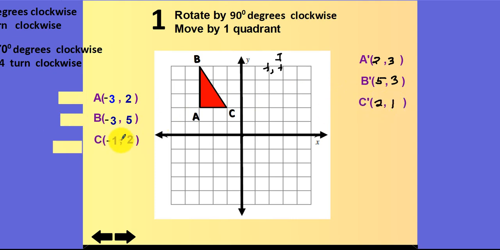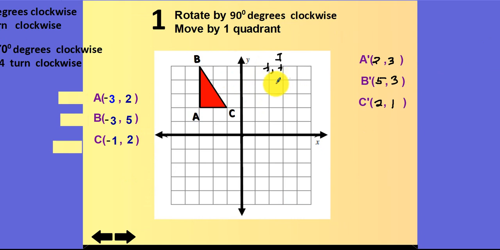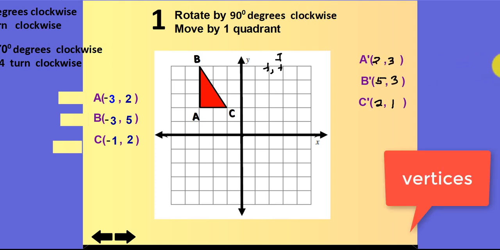Now again, how come I read this as 1, 2? Because we said that we are going to ignore the signs, switch your X and Y, and then follow the signs of the new quadrant where the image will land. Now since my triangle is going to land here, the signs of my coordinates should be all positive because my X is positive, my Y is positive. And there we go. This will be the vertices of your new image.